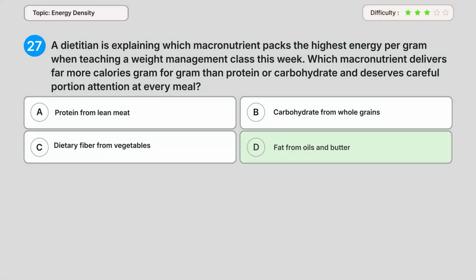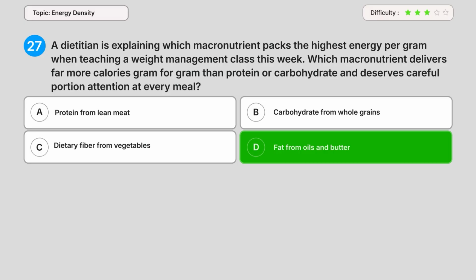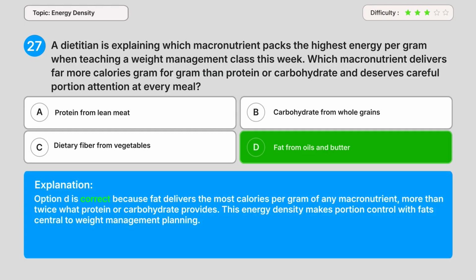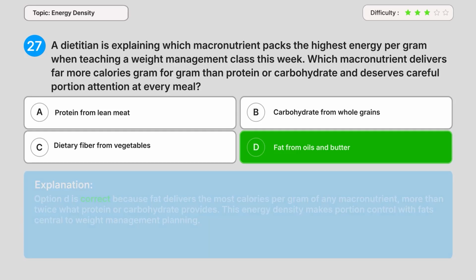Correct answer, D. Fat from oils and butter. Explanation. Option D is correct because fat delivers the most calories per gram of any macronutrient, more than twice what protein or carbohydrate provides. This energy density makes portion control with fats central to weight management planning.